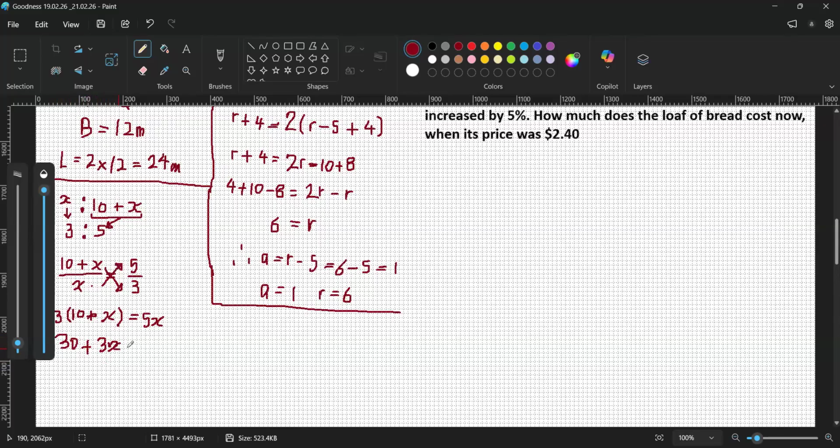30 plus 3x equals 5x. All right. And then what will we now do next? And then we bring over the 5. No, wait. Sorry. Bring over the 3x. Okay, fine. So we'll bring over the 3x so that it will leave us with 5x minus 3x, which is 2x.